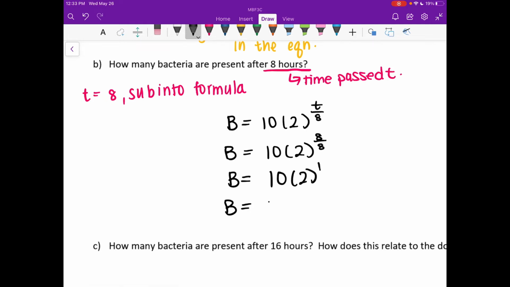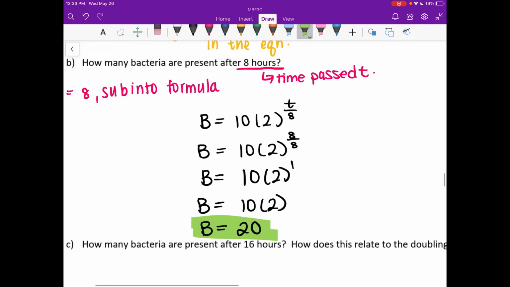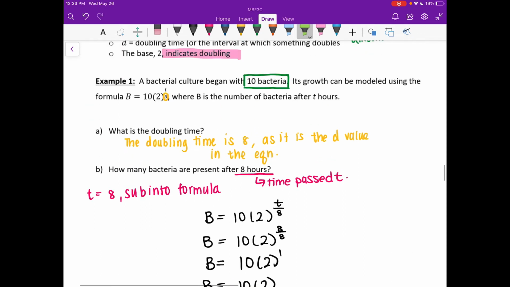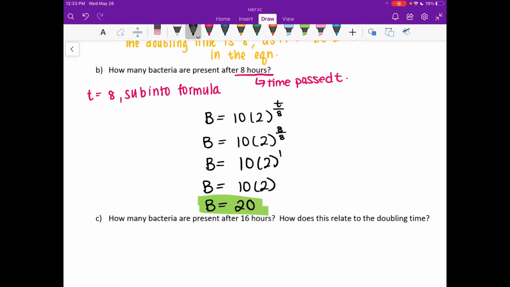Then do the exponent next. 2 to the power of 1 is just 2. So B is going to be 10 times 2, which is 20. So just make sure you follow BEDMAS. So B is going to be 20, and we know that B represents the number of bacteria. So therefore, there are 20 bacteria after 8 hours. So that's my answer.